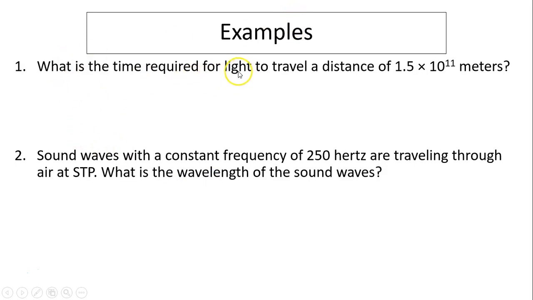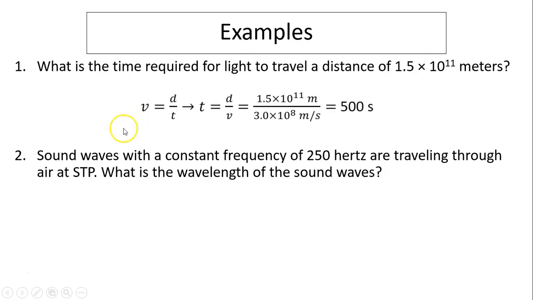Example, what is the time required for light to travel a distance of 1.5 times 10 to the 11 meters? By the way, 1.5 times 10 to the 11 meters is the distance from the sun to Earth. So V equals D over T. Solve for T, we can switch these two variables. T equals D over V, which is 1.5 times 10 to the 11 meters divided by 3 times 10 to the 8th meters per second. So you'll have 500 seconds.